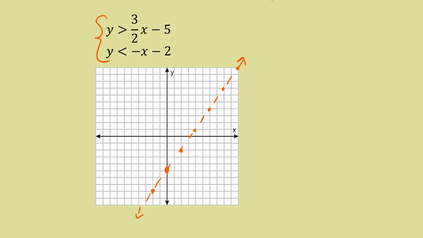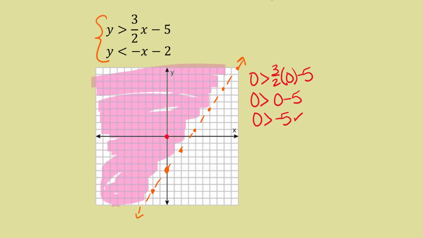All right, again, I need to figure out which side of this line the answers actually exist on. So I'm going to make my test point, again, 0, 0. So 0 is greater than 3/2 times 0 minus 5. So I got that 0 is greater than negative 5, which is a true statement, which means that I'm going to shade on the side of the line where that test point is. So over here.